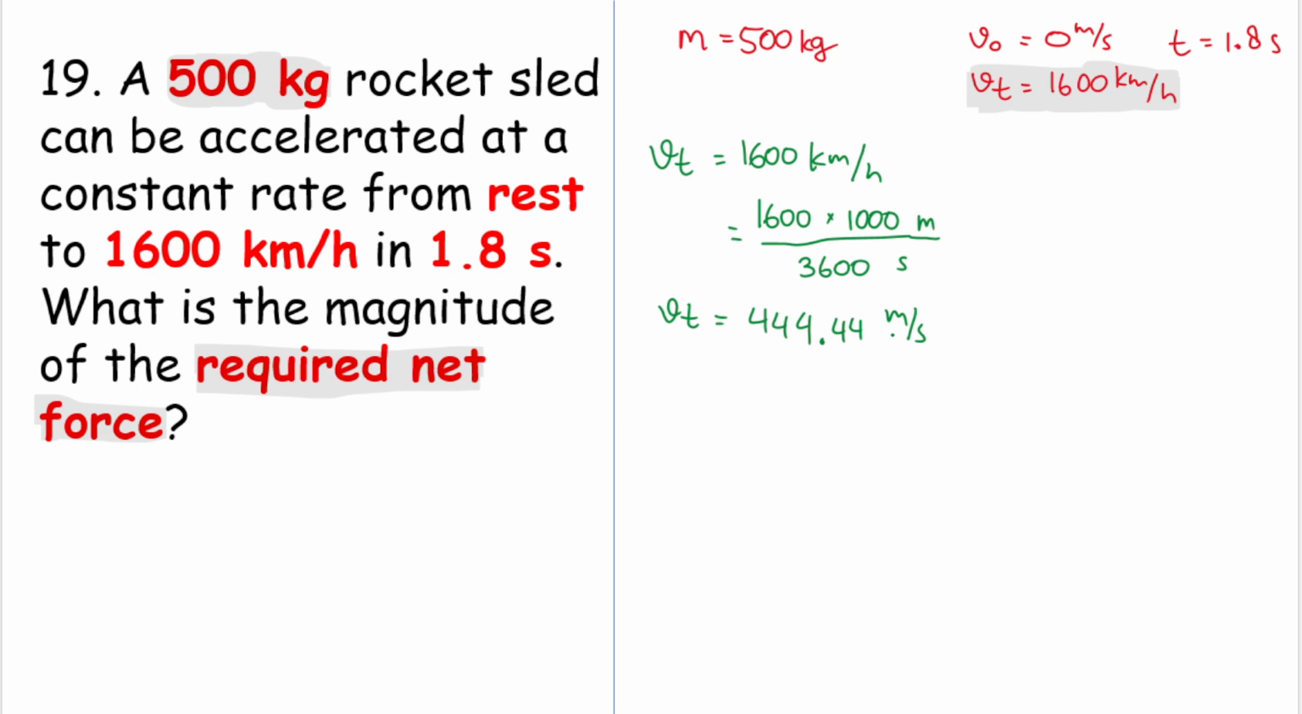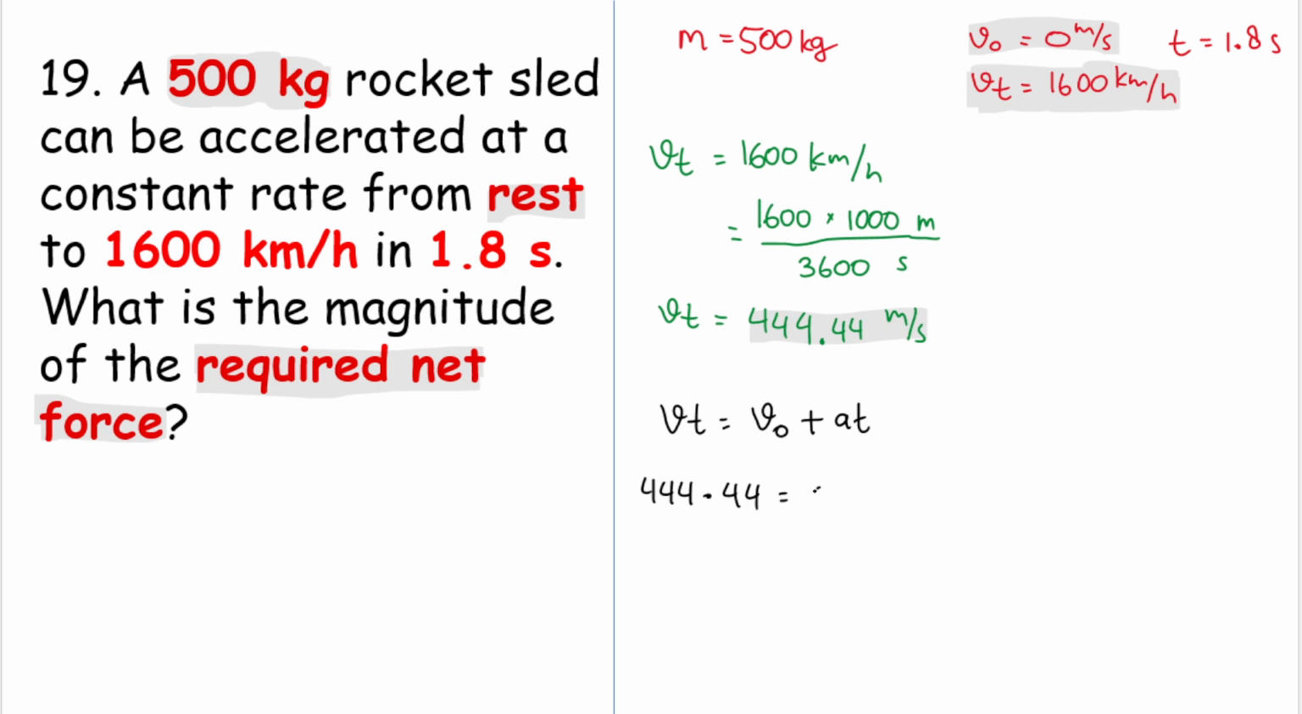Okay, but that is Vt here, right? But we need to get the acceleration to calculate the force. But remember that Vt here is V0 plus At, right? Remember the kinematics formula? Vt is equal to V0 plus At. Now let's plug in this value here. What is our Vt? We will have 444.44. And V0, it is starting from rest, right? So I'll have V0 is 0 meter per second.